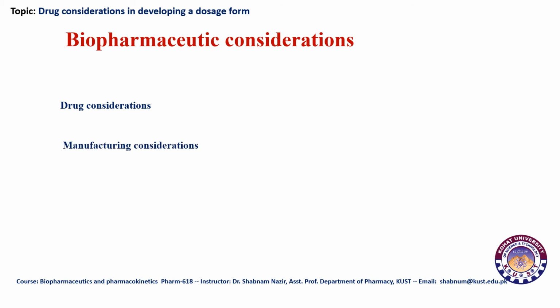Then manufacturing considerations. Remember that whenever you are considering manufacturing considerations, the main thing you need to consider is how the drug would disintegrate, dissolve, and be absorbed. That's why dissolution and disintegration are really important whenever you are developing a dosage form or selecting a manufacturing procedure. The choice of manufacturing procedure greatly affects the disintegration, dissolution, and absorption of the drug.